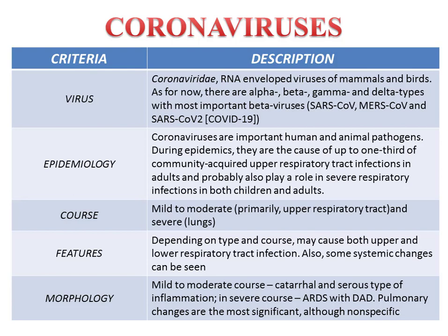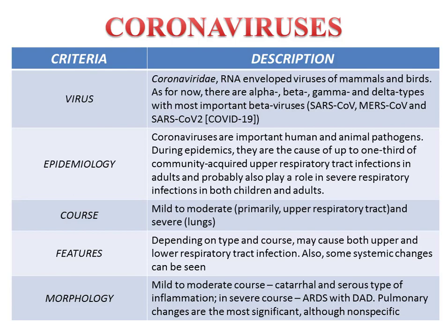These coronaviruses are important human and animal pathogens, and during the epidemics, they are the cause of up to 1/3 of community-acquired upper respiratory tract infections in adults, and probably also play a role in severe respiratory infections in both children and adults. According to the course, as we told before for all other viral infections, the course could be mild to moderate with a primary damage of the upper respiratory tract and severe with a primary damage of the lungs. And depending on type and course, those infections may cause both upper and lower respiratory tract infection. Also, some systemic changes can be seen, and about this we'll talk a little bit later.